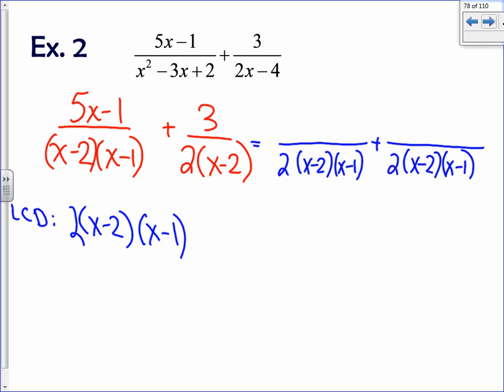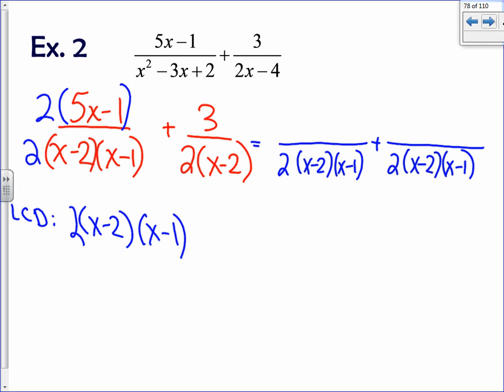Some pre-writing here because my goal is to rewrite each fraction with those as the denominators. So this first fraction, the only thing it's missing from the denominator is a 2. So I'm going to multiply top and bottom by 2, making sure to multiply the entire numerator by 2.